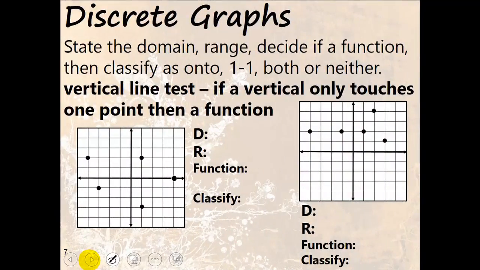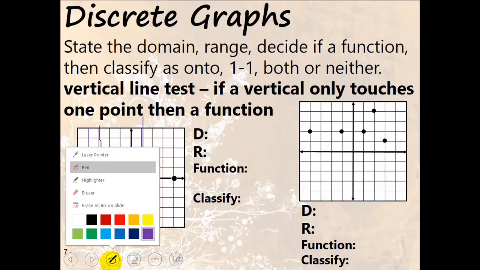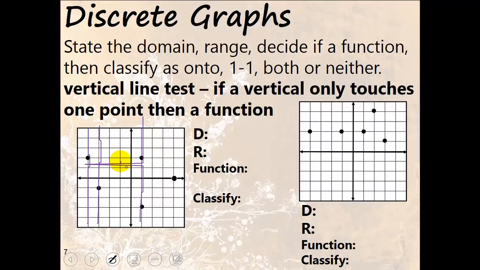Finally, in graph form, all right? So basically, we're going to state the domain, the range, decide if it's a function, then classify as onto, 1 to 1, both, or neither, okay? So another way with a graph that you can decide if you have a function is to draw a vertical line. This is the vertical line test. So go through every point. If it only hits one point, then it is a function. If it hits more than one point on that line, then it is not a function.